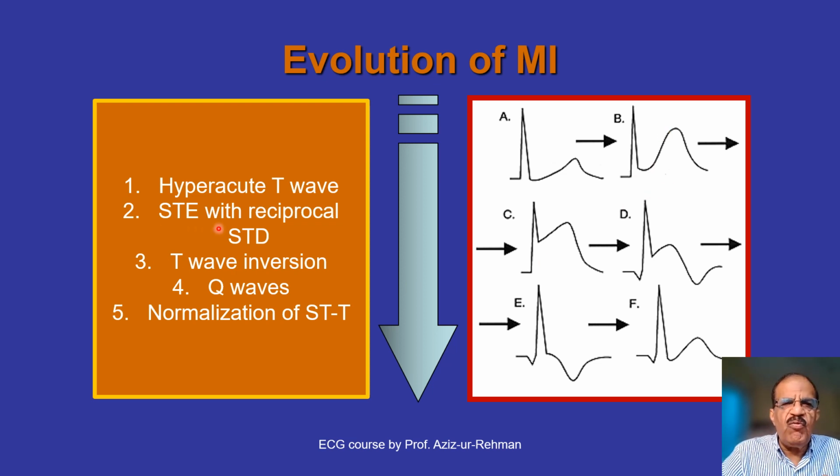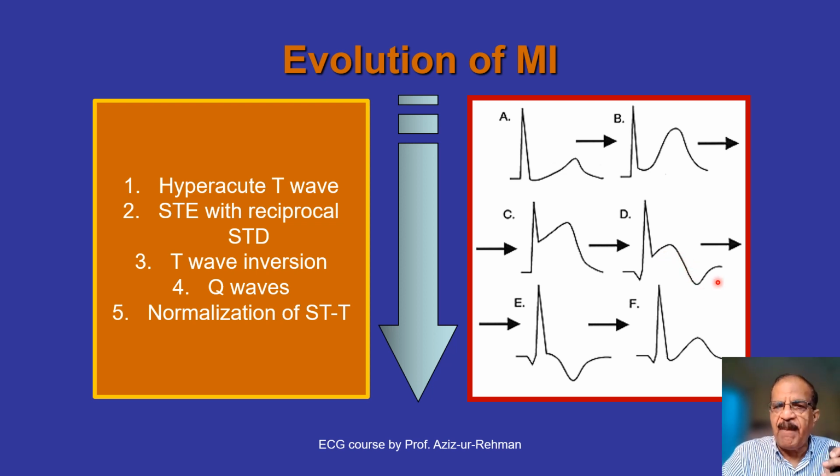ST elevation with the reciprocal ST depression. We are talking about full thickness infarction. This is ST segment elevation, and in the opposite lead there may be ST depression. And this ST segment elevation has a particular morphology. It is convex upward, and it is seen in those leads which represent that part which is infarcted. And it would be followed by T wave inversion. While ST segment is still elevated, there would be T wave inversion.